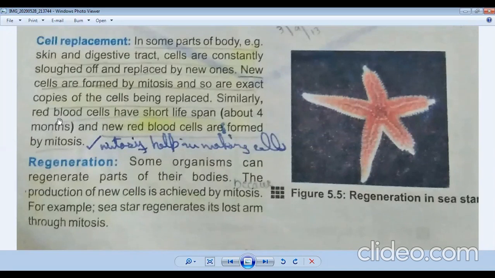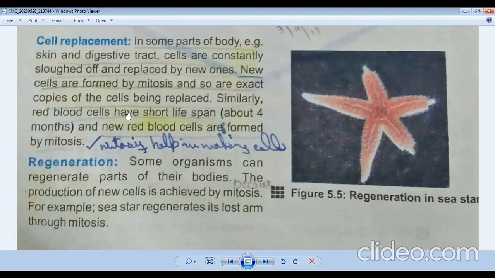Red blood cells have a short lifespan. Yes, our blood consists of different types of cells. Mainly, there are three types of blood cells. One is red blood cells, second is white blood cells, and third are platelets.